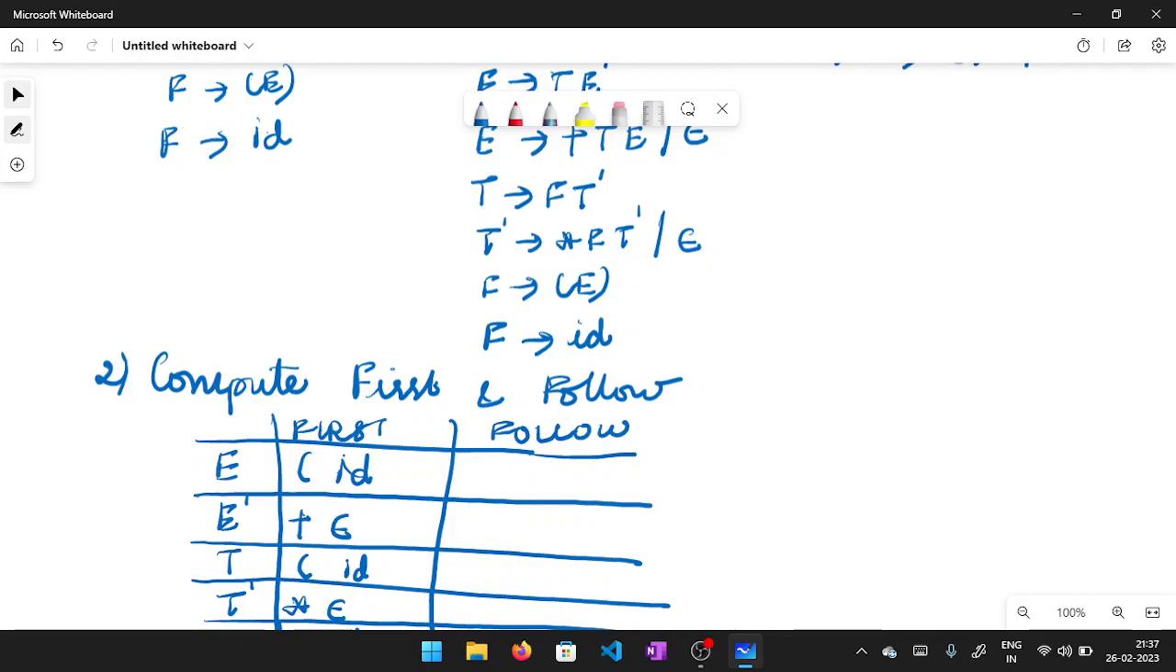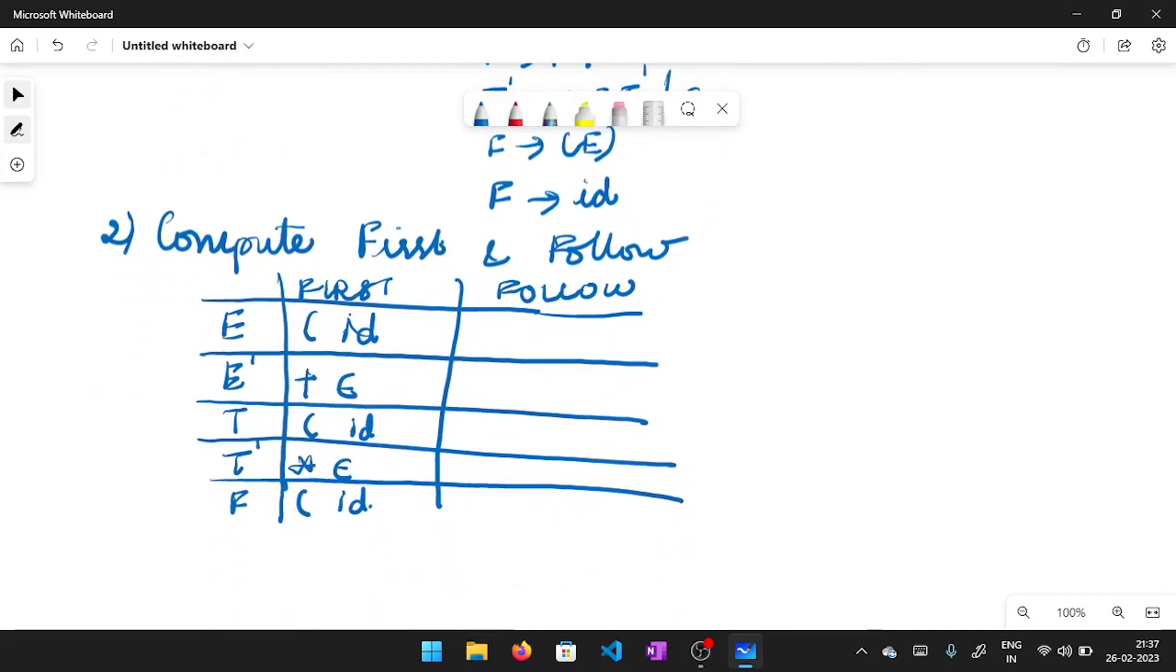T tends to F T dash. Whatever is there in F, that will go to first of T. T dash tends to star F T dash. Star will be put in first of T dash. T dash tends to epsilon. Epsilon will be put in first of T dash. Now open bracket will go to first of F and ID will go to first of F.